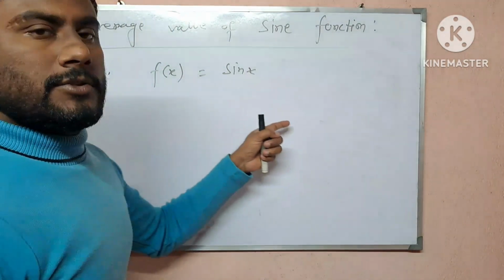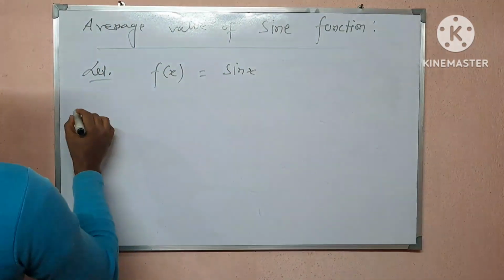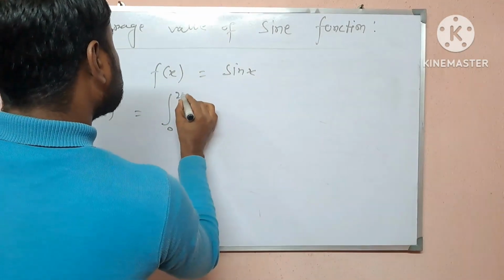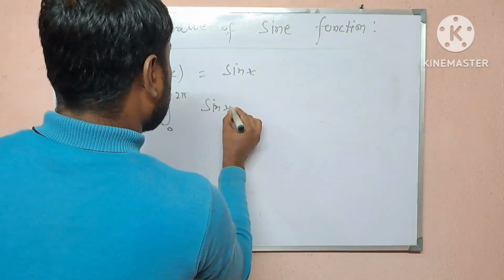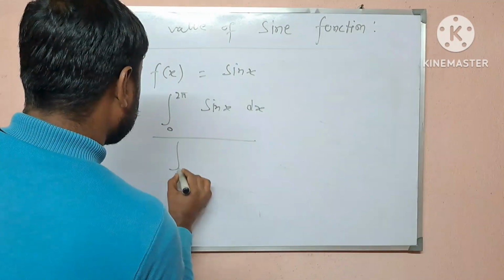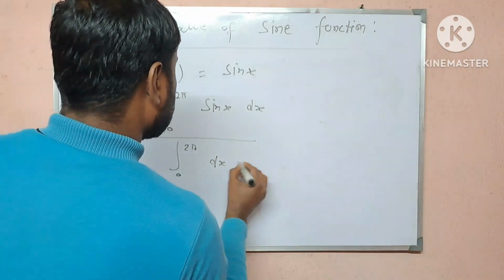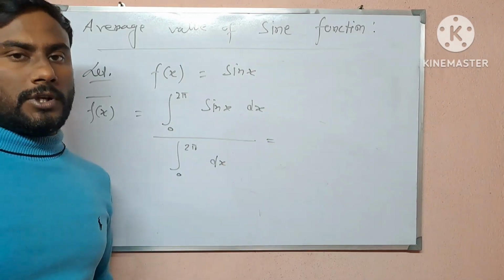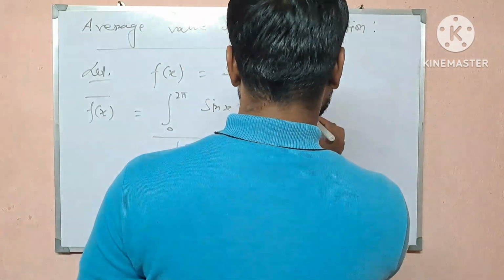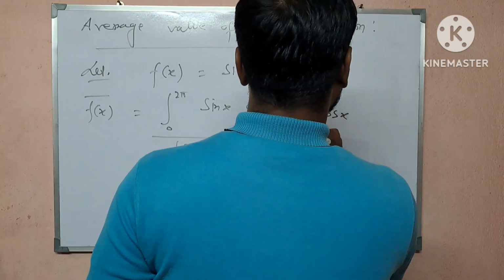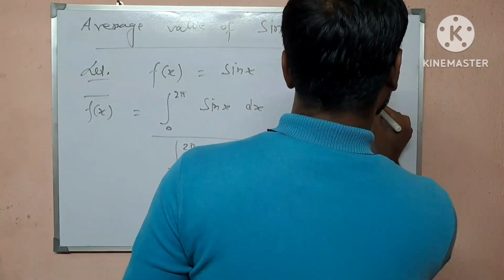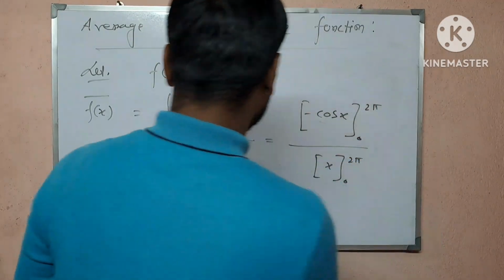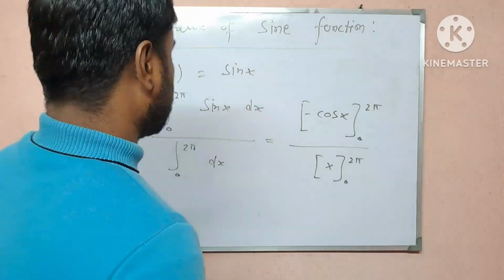Now its average value in full cycle, that means the average of f of x in full cycle, 0 to 2 pi, is integral of sine x dx from 0 to 2 pi divided by integral of dx from 0 to 2 pi. According to the rule, if we integrate sine x, we will get minus cos x, and then we have to use the limit 0 to 2 pi, divided by 0 to 2 pi. If you integrate dx, then you will get x.